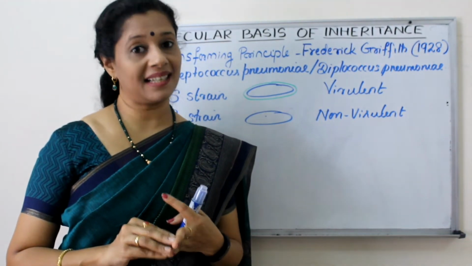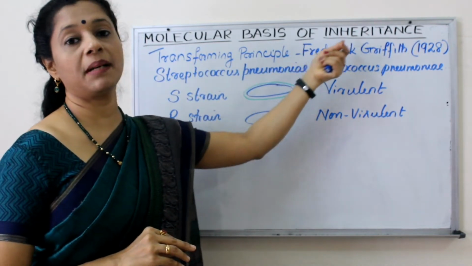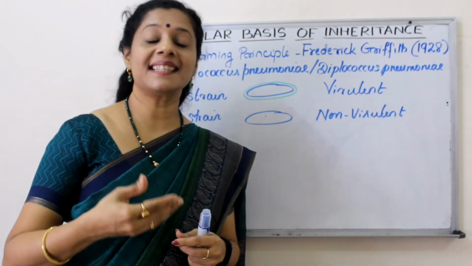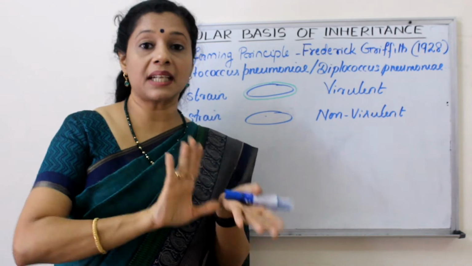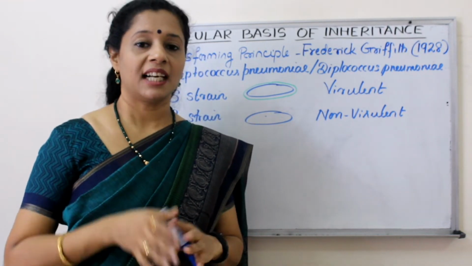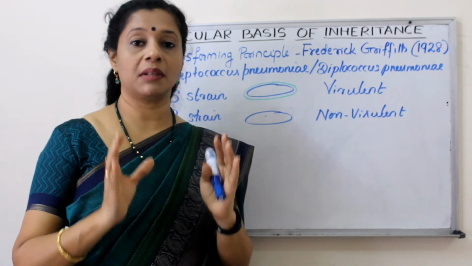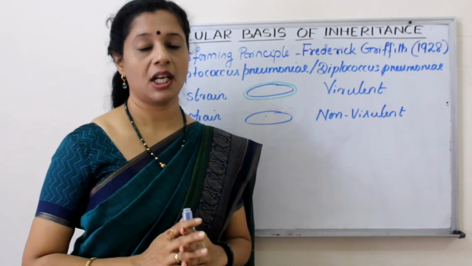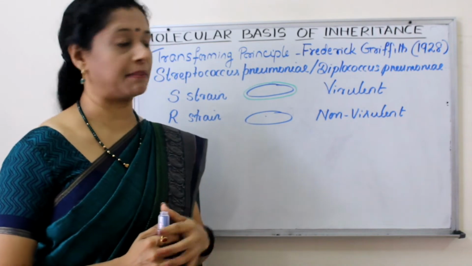So the first and the interesting experiment was done by Frederick Griffith, and his experiment is known as transforming principle. He conducted his experiments in certain bacteria and he observed some transformation in bacteria. What do you mean by transformation? Transformation means complete change. So during the lifetime, a living form was completely changing. That was his observation. That's why we call this experiment as transforming principle.